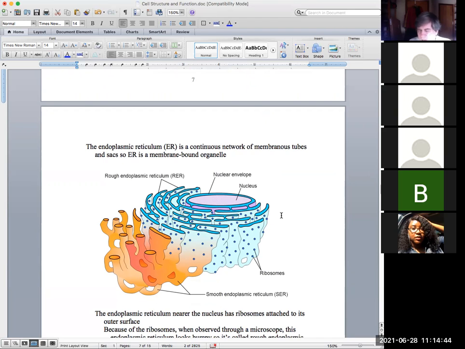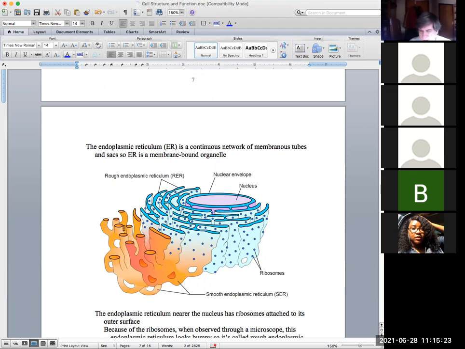So here's kind of a three-dimensional view of the endoplasmic reticulum. Notice on the inside, we see our nucleus, and we see that nuclear envelope. And notice that the outer layer of the nuclear envelope, remember what we said, is continuous with the endoplasmic reticulum. So we have two types of endoplasmic reticulum. The endoplasmic reticulum closest to the nucleus has ribosomes attached. And as I said, if you look at it under a microscope, it looks like it's got little bumps on it. So this is called a rough endoplasmic reticulum.